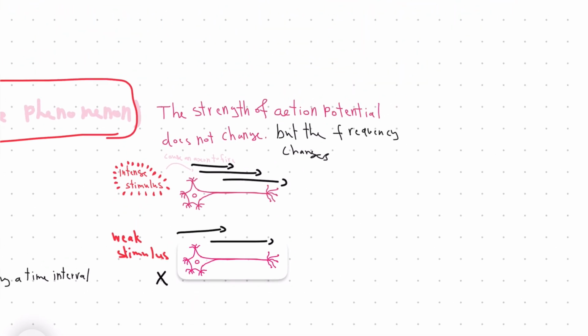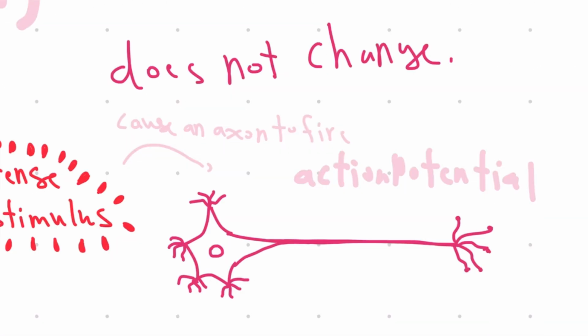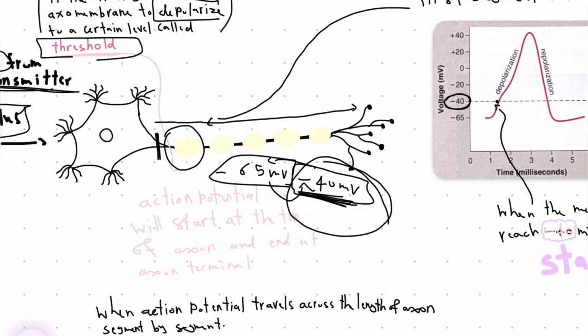Okay, so the strength of an action potential does not change as the strength of the stimulus changes, but the frequency of the action potential changes as the stimulus strength changes. Fire here means action potential. Action potential goes segment by segment. First, the action potential will start at the tip of an axon, then this segment would go through action potential, then this segment, then this one, until it reaches the end and causes the release of neurotransmitters.